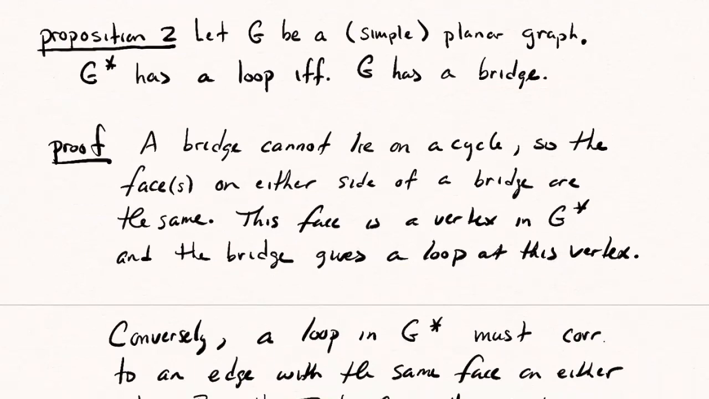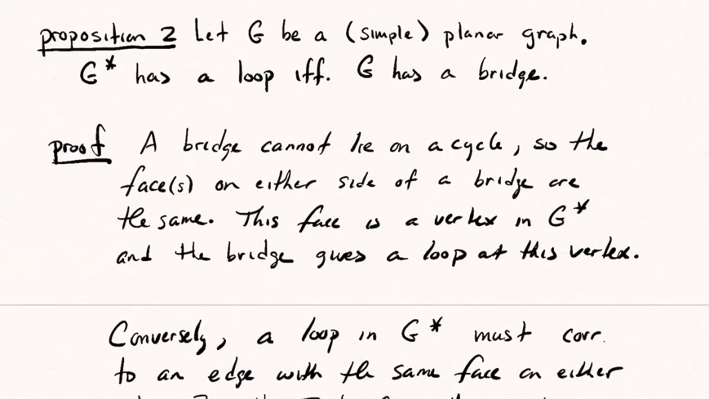So here, that's the spirit of the proof I'm going to give: G star has a loop if and only if G has an edge that doesn't lie on any cycle. You can see in the proof here, since a bridge can't lie on any cycle, the faces on either side of the bridge are actually the same face. Because if this edge is on no cycle, then it doesn't have an inside face and an outside face around it.